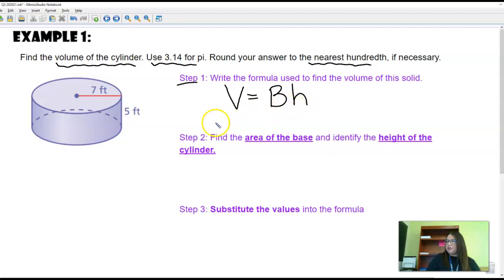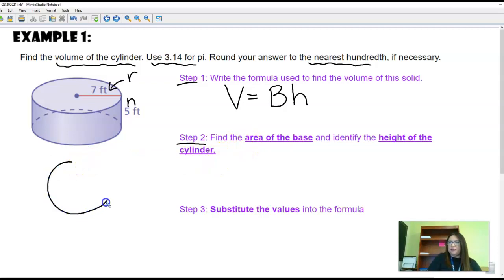So if I look at my diagram over here, I can see I have a cylinder, but in step 2, I need to find the area of the base. They're not telling me the area of the base. They are telling me the radius, but that's not the area of the base. I have to do work. Find the height of the cylinder. Okay, that one's easy. They do tell me the height. Okay, so I need to find the area of the base.